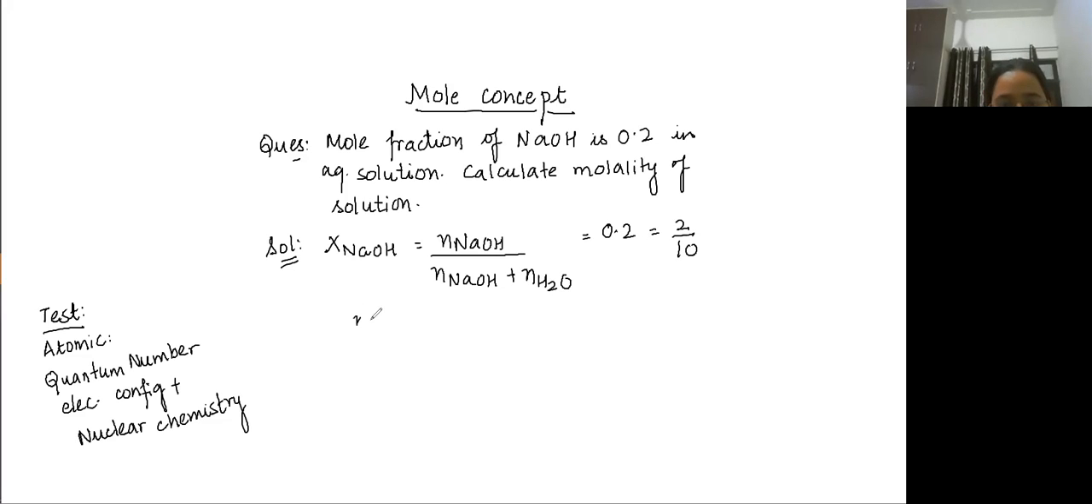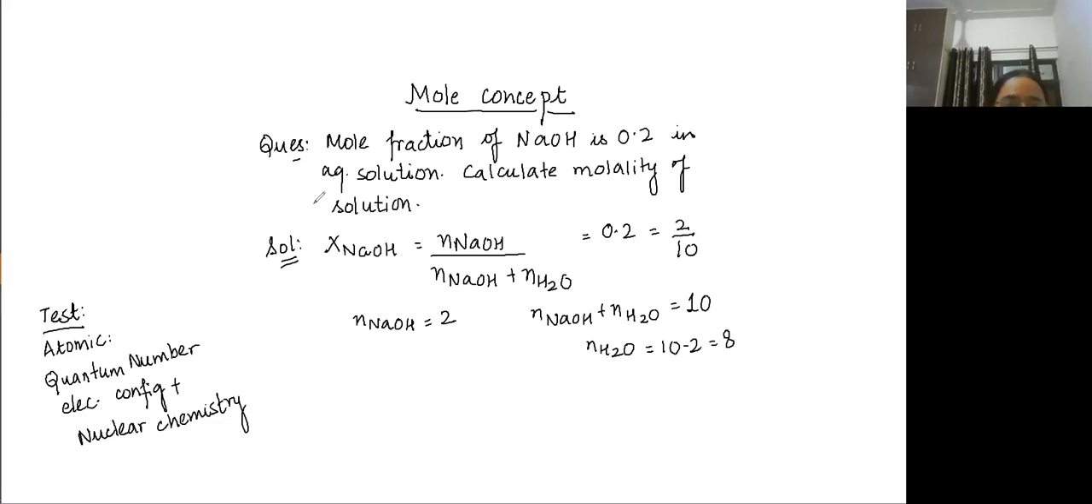Now, what is moles of NaOH? According to this, NaOH moles is 2. NaOH plus water moles will be 10. And we know that NaOH moles is 2. So what will be moles of water? 10 minus 2, it will be equal to 8.